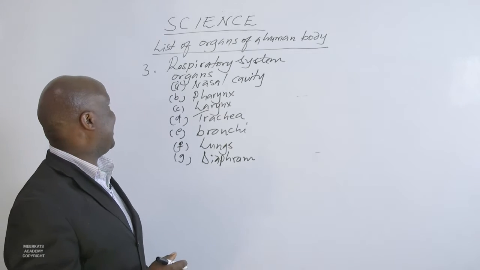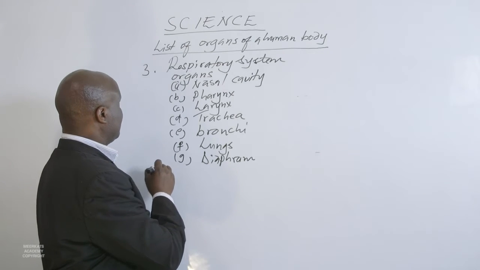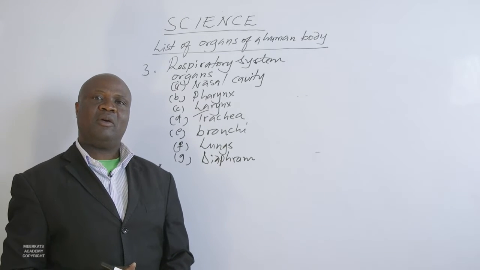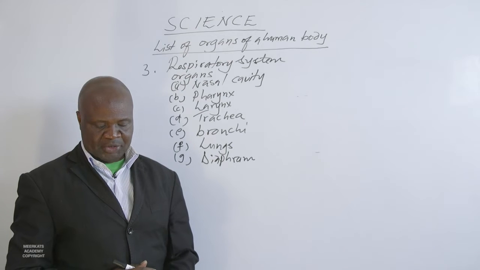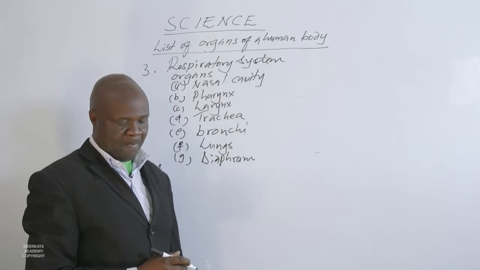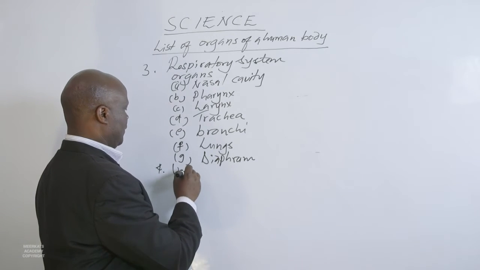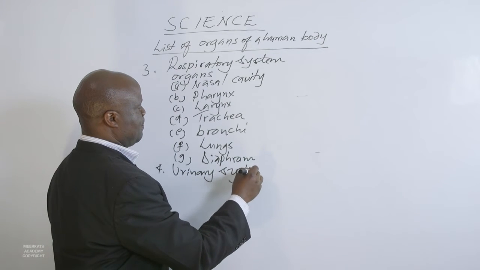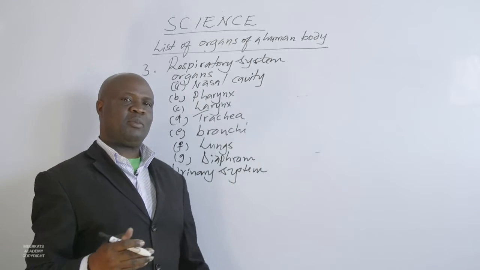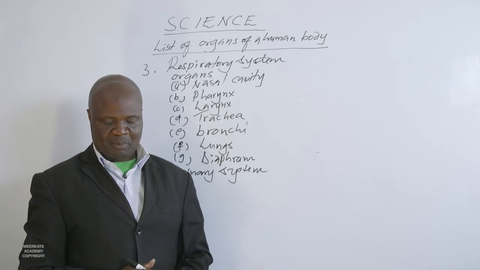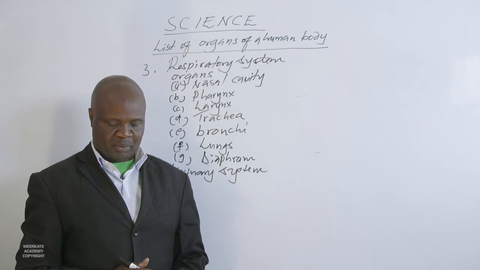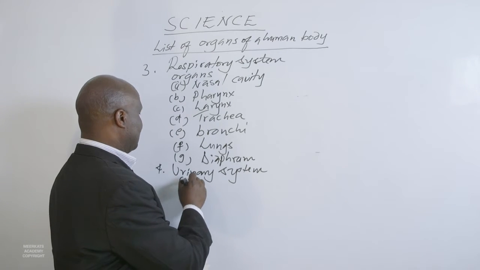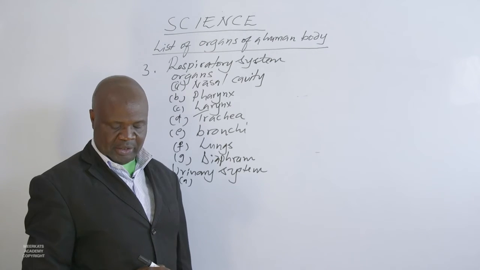We can advance to the next body system, and this one is the urinary system. We know the urinary system is important in excretion of some of the waste products from the body. So in the urinary system, we have the following organs. Organs that are present within the urinary system.